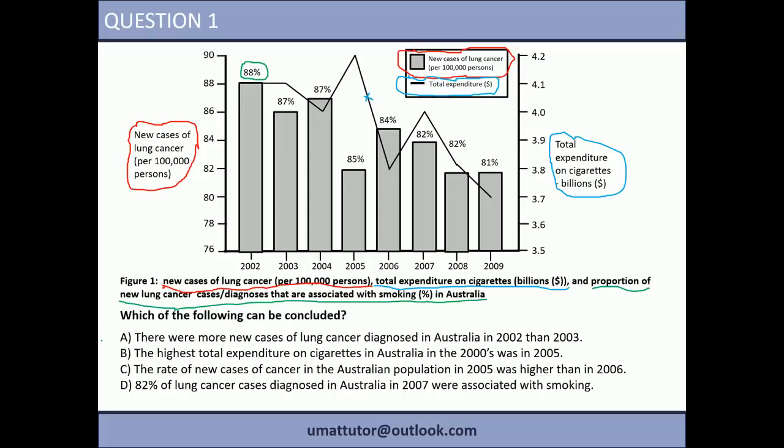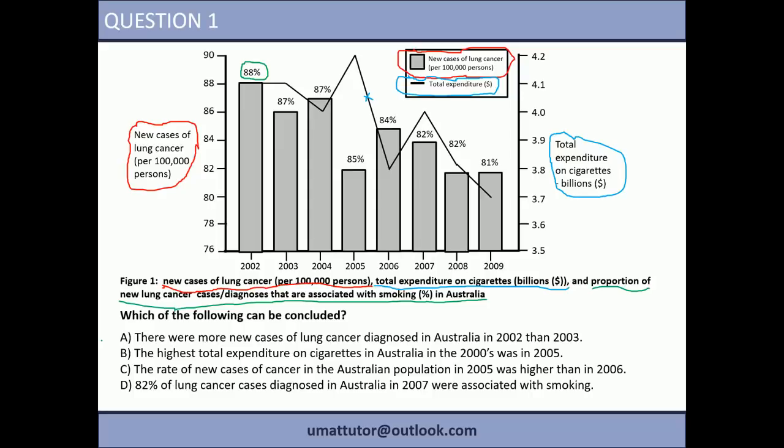So the reason why it's wrong, in short, is if the Australian population decreased significantly between 02 and 03, even if the rate of new diagnoses went up, the raw number of new diagnoses would have gone down. That's why you can't conclude A, and why A is incorrect. So again, that idea of raw number versus proportion is very, very important.